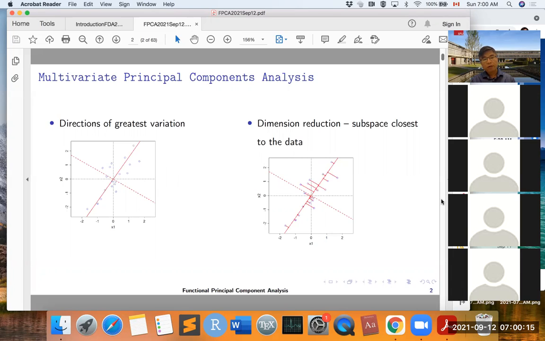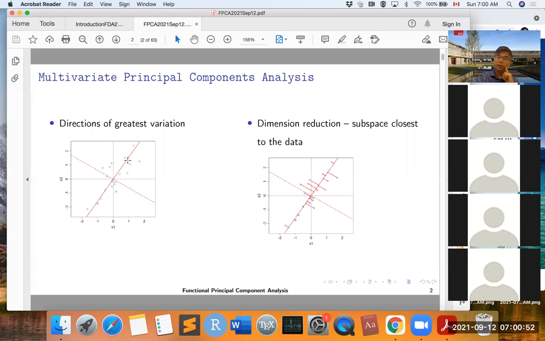So we have learned principal component analysis in multivariate statistics. Here I give you one example. In the left graph, I show you two-dimensional data. Here we want to do dimension reduction. So we want to reduce the data from 2 dimensions to 1 dimension.